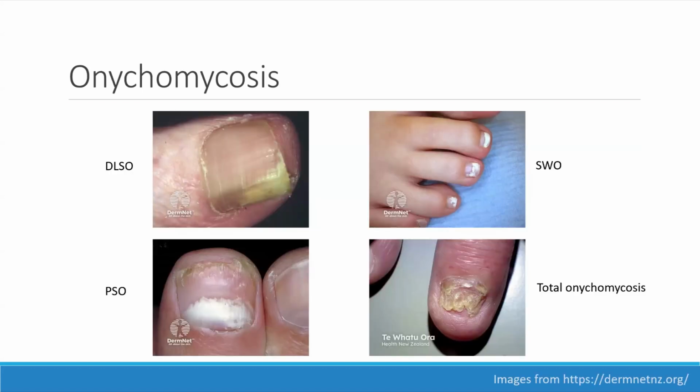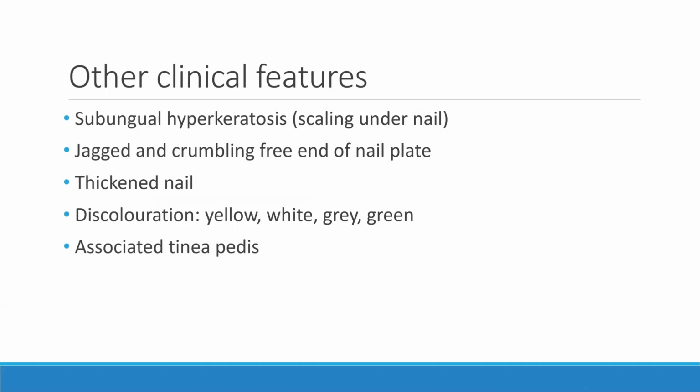These are pictures that illustrate the different types of onychomycosis. You have the distal lateral subungual onychomycosis, superficial white onychomycosis, proximal subungual onychomycosis, as well as total dystrophic onychomycosis. Other clinical features include subungual hyperkeratosis, referring to scaling under the nail, a jagged and crumbling free edge of the nail plate, thickened nail, yellowish, whitish, gray, or green discoloration, as well as associated tinea pedis.